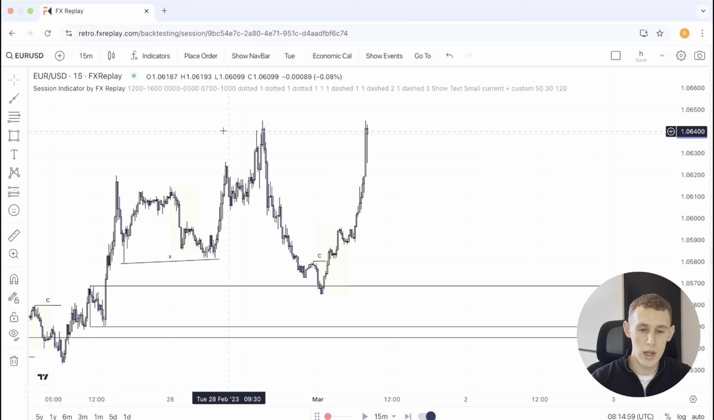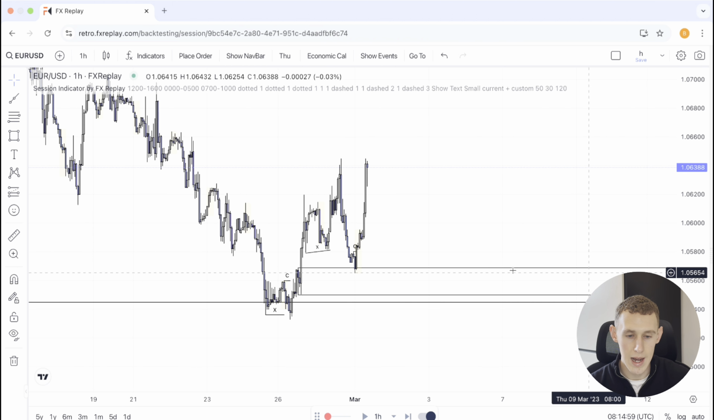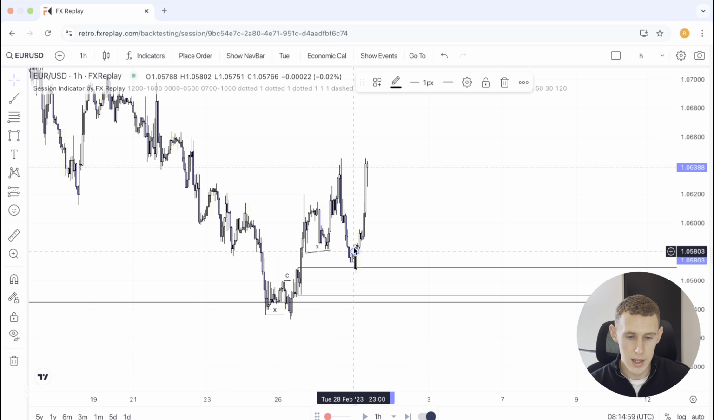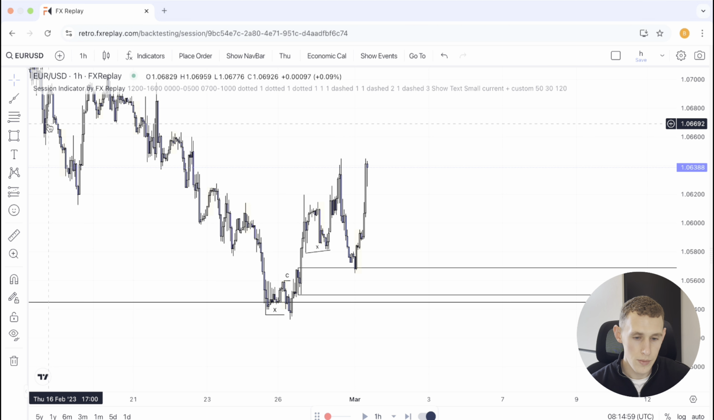But as you can see, our first position, the more swing position on the hourly time frame, did hit TP, so that was a nice start to the session. We're currently now 2% up for this backtesting session and 22.2% up overall.